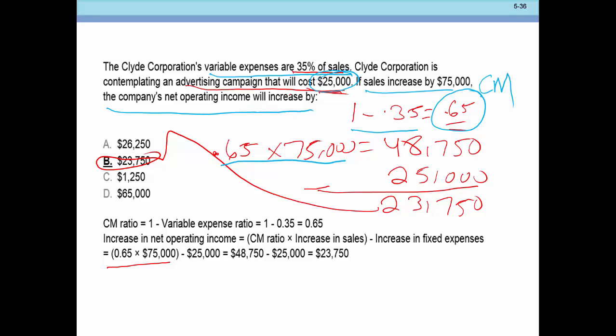So we're going to do the analysis. The advertising campaign is going to increase 25,000. So what happens if 65% of each sales dollar goes towards my contribution margin? Then if I have an increase of sales of 75,000, my contribution margin is going to come up 48,750, right? I have an additional advertising cost of 25,000, so my profit should come up 23,750, right? Okay, good.